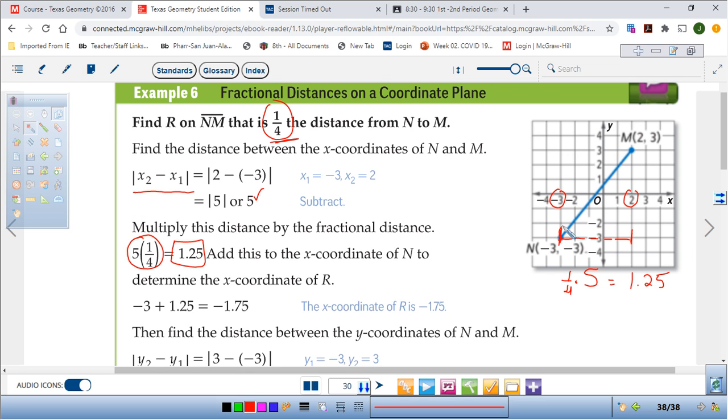Now, how far are we moving this way? We're moving 1.25 to the right. Where are we moving from? This is the x value. So we're going to go from a -3, and we're going to add 1.25.